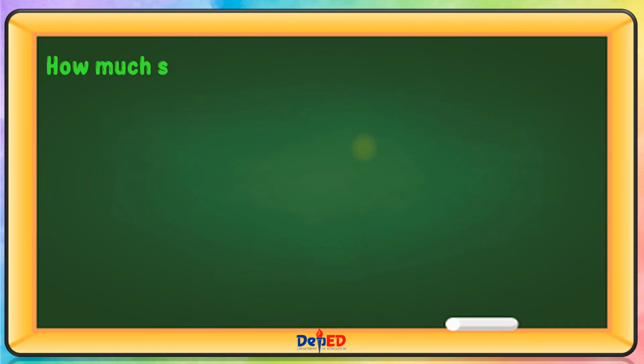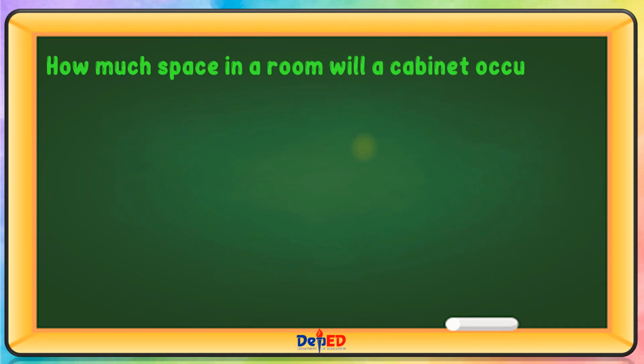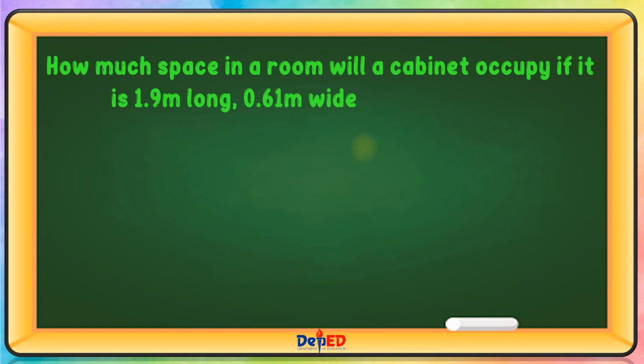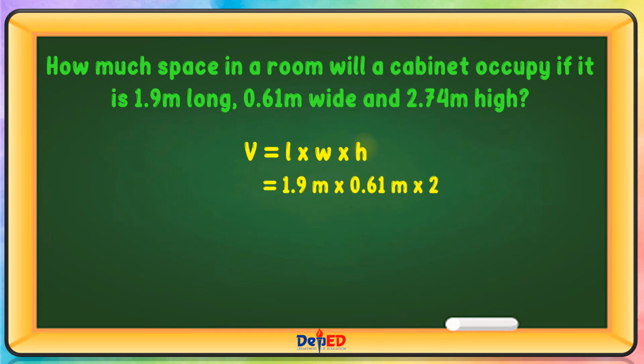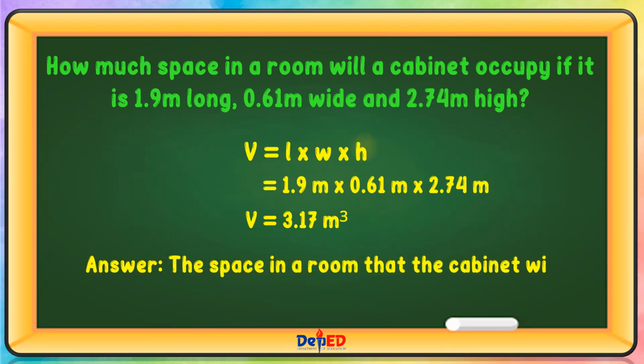How much space in a room will a cabinet occupy if it's 1.9 meters long, 0.61 meters wide, and 2.74 meters high? Our volume is length times width times height. 1.9 meters times 0.61 meters times 2.74 meters is equal to 3.17 cubic meters. Our answer is the space in a room that the cabinet will occupy is 3.17 cubic meters.